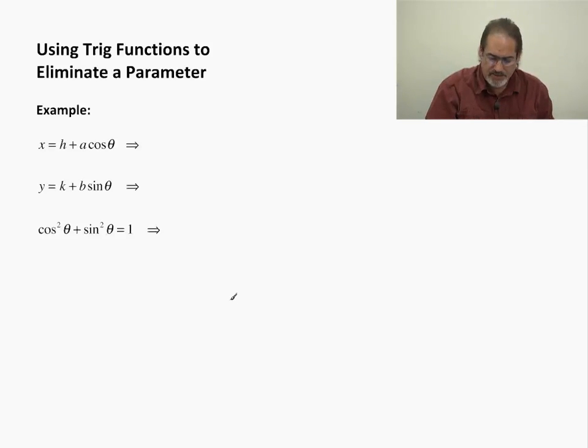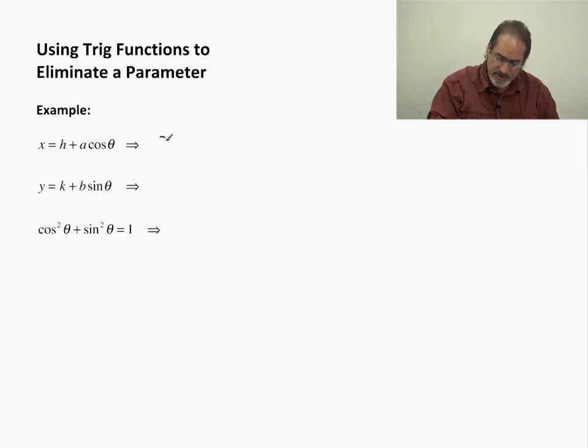Let's take a look at the idea of using trig functions to eliminate parameters. As an example, let's start off with x equals h plus a cosine of theta, and then y equals k plus b sine of theta, where our parameter here is theta. Before we looked at it as t, now we're looking at the parameter being theta.